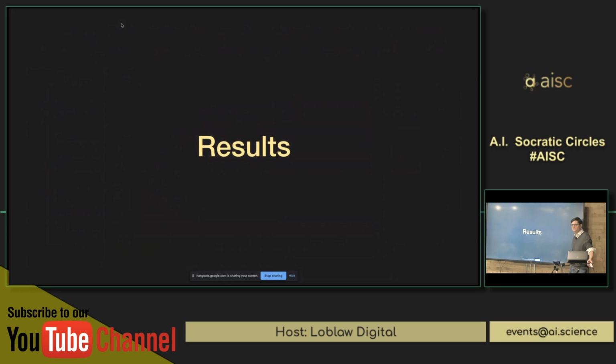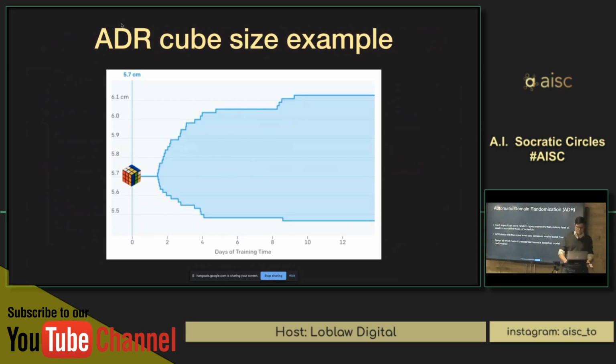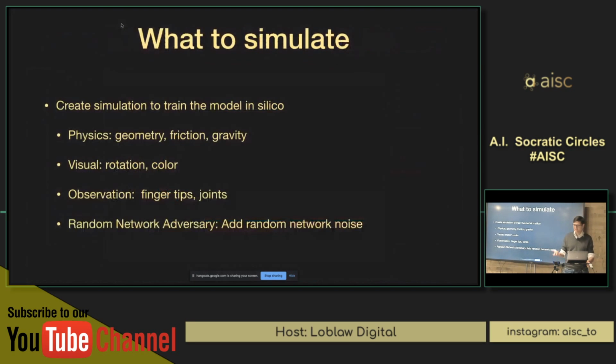Do you want to talk about the points of randomization, the things that they adjusted? Oh, I didn't write it down. They did a lot of things. There were vision things too. I've listed the categories. They have physical ones: they change the friction of the cube, like the cube can be very slippery. They changed the gravity, like the gravity can be heavier. And they also changed a little bit the geometry, like the size of the cube.